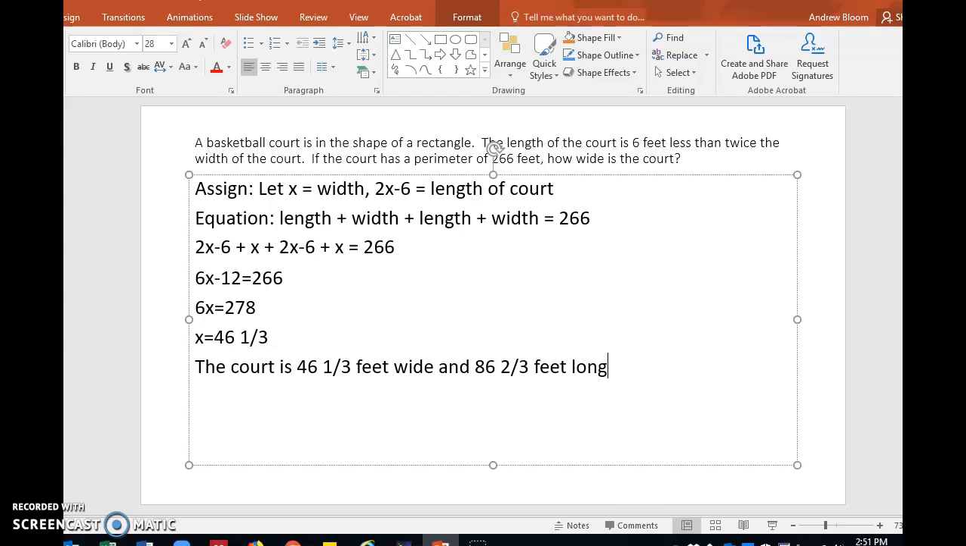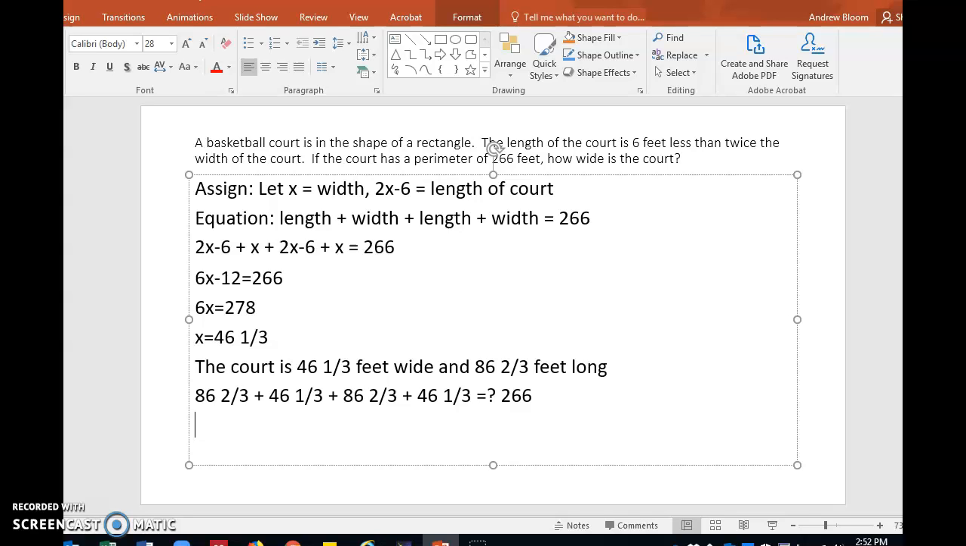Not feeling great about my value, right? I'm not feeling like things are exactly what I want to see. And so I'm going to just take the time to make sure that I check things extra well. The relationship between the width and the length is right. I want to know whether or not my length, 86 2/3, plus my width, 46 and 1/3, plus my length, 86 and 2/3, plus my width, 46 and 1/3, is that equal to 266? And again, the fractions complicate things a little bit. The way I'm writing it in PowerPoint makes it a little bit more complicated.